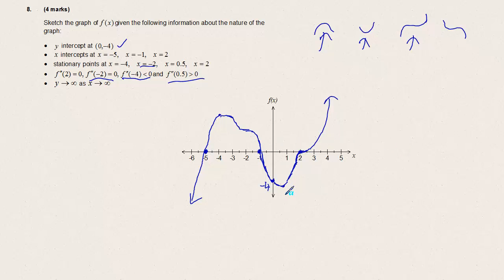So it's going to look something like that, and really make it clear what you're doing here. So that's a maximum at x equals -4. We've got a horizontal point of inflection here. We've got a minimum here when x equals 0.5, and we've got another horizontal point of inflection in here.